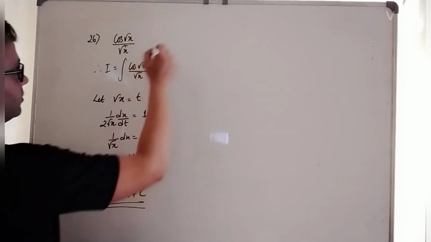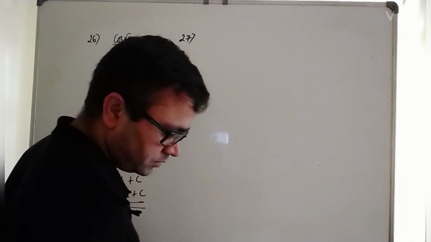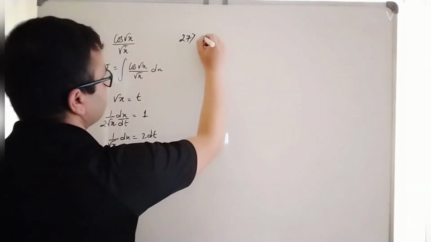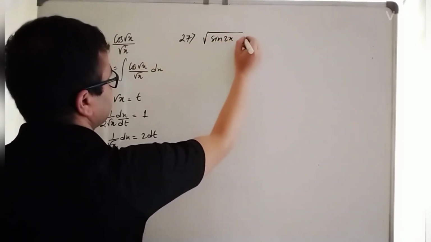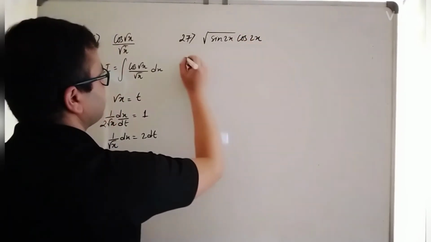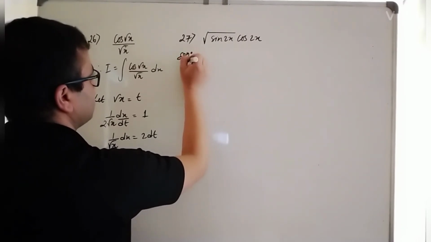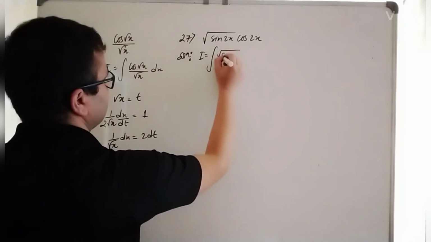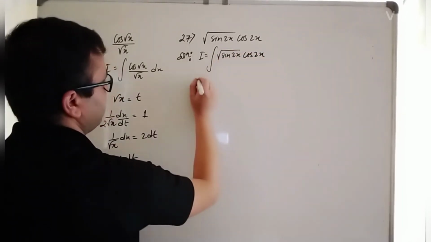Now question number 27. Question number 27 is root under sin 2x cos 2x. Solution: I equals integration of root under sin 2x cos 2x dx.